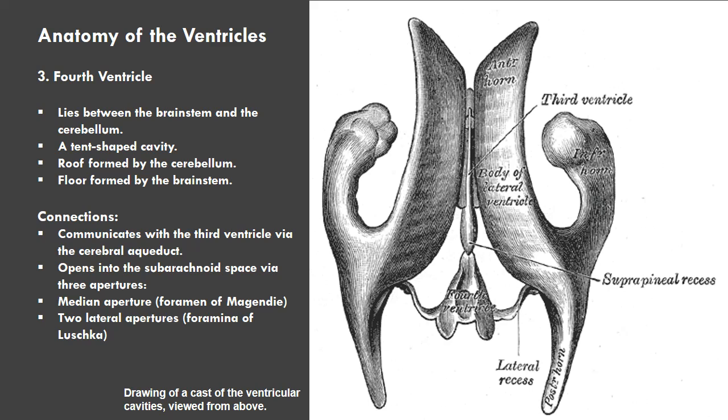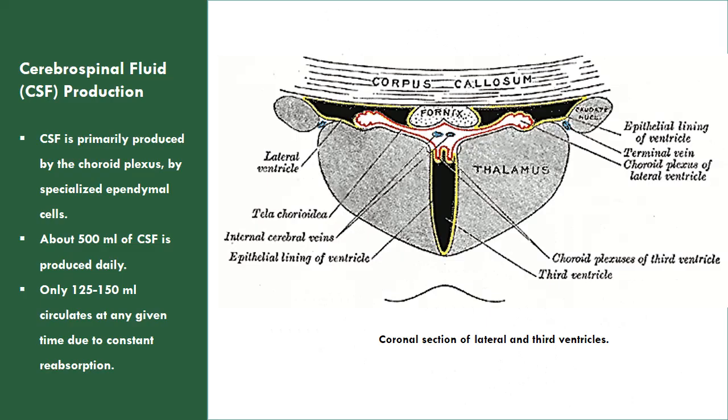Median aperture, also known as foramen of Magendie, opens into the cisterna magna. Two lateral apertures called foramina of Luschka open into the cerebellopontine angle cistern.